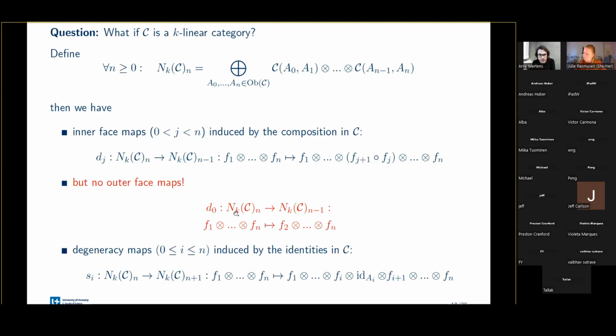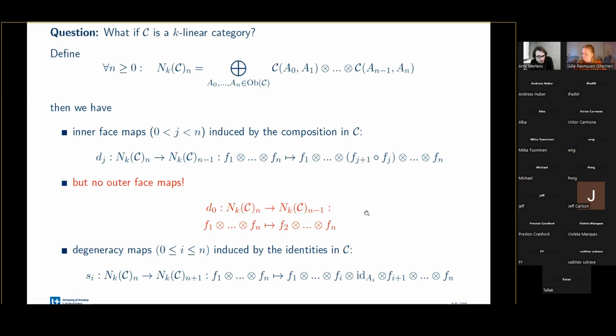You cannot define outer face maps in the usual way, because now instead of a sequence of morphisms, I have a tensor product of morphisms. And this tensor product is not a Cartesian product, so I cannot project onto either the first n-1 or the last n-1 components. This map is not a linear map. So you cannot define these outer face maps, which is the reason why you don't obtain a simplicial vector space.